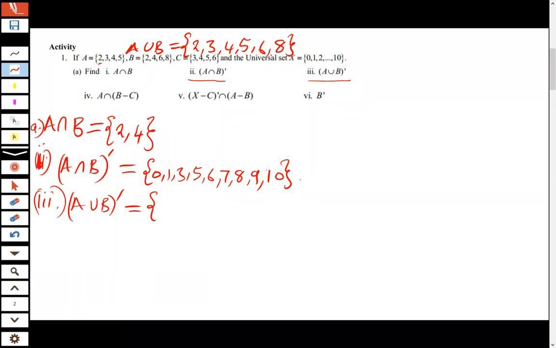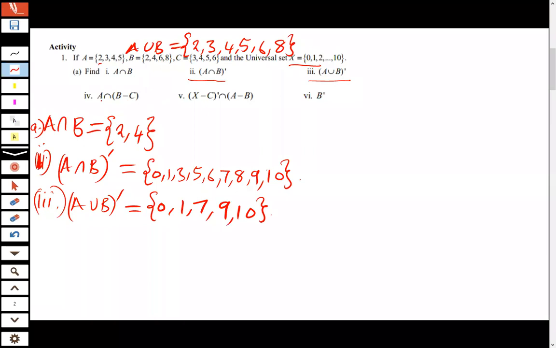Now to find the complement of this set, we simply have to list the elements that are in the universal set, but not present in A union B. Which elements are these? This is 0. We have 1, 2 is there, 3 is there, 4 is there, 5 is there, 6 is there. So 7 is not there, 8 is there, 9 we don't have, and then we also don't have 10. So this is (A union B) complement.